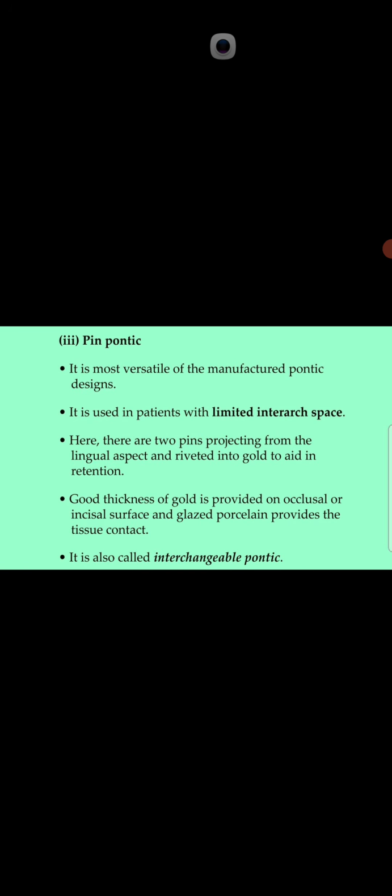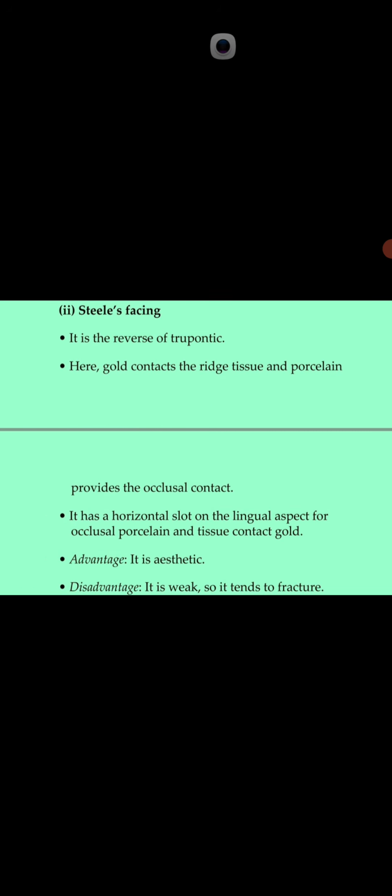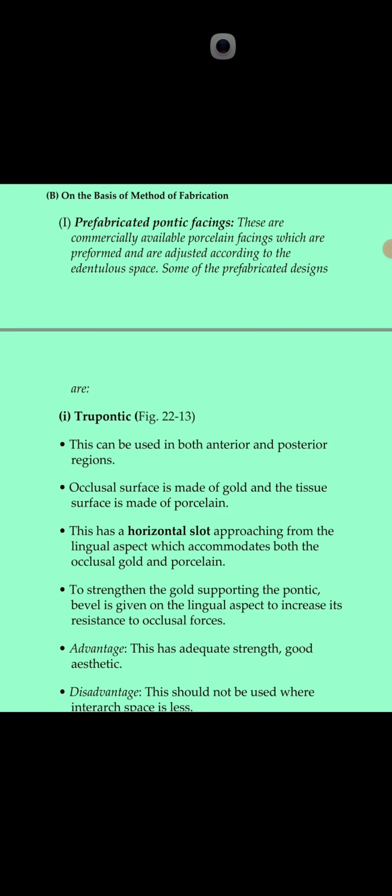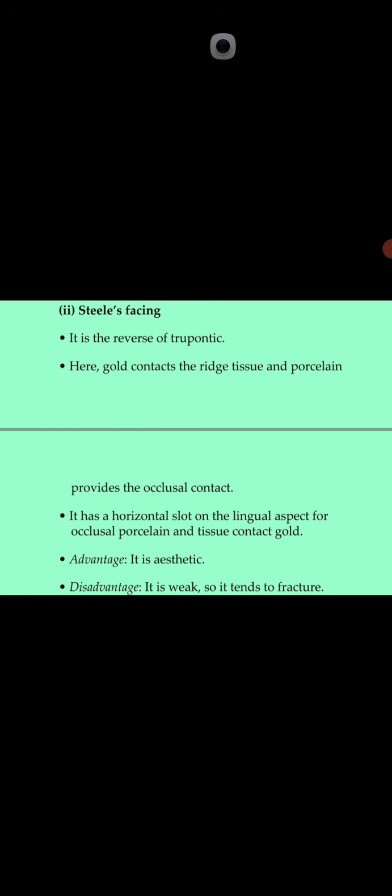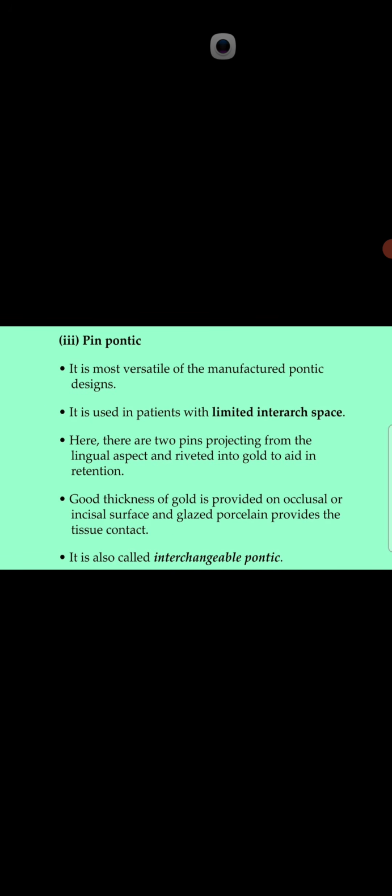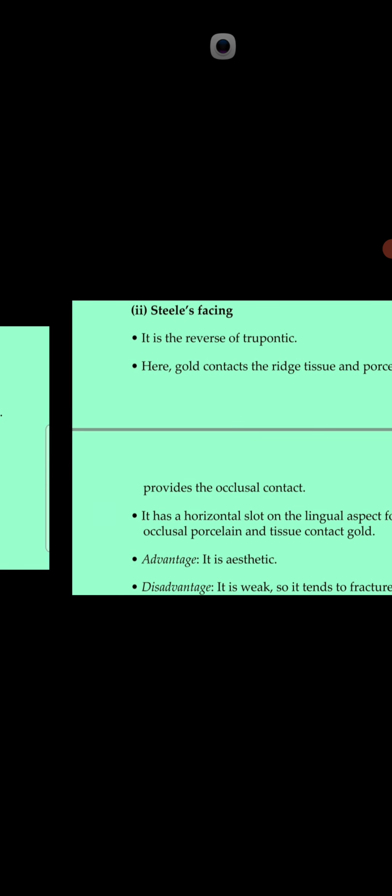It is the most versatile of the manufactured pontic designs. It is used in a patient with limited inter-arch space. If limited inter-arch space, then the true pontic is contraindicated and we will give pin pontic. Here there are two pins projecting from the lingual aspect and riveted into the gold to aid in retention. Good thickness of the gold is provided on the occlusal or incisal surface and glazed porcelain provides the tissue contact. It is also called interchangeable pontic.